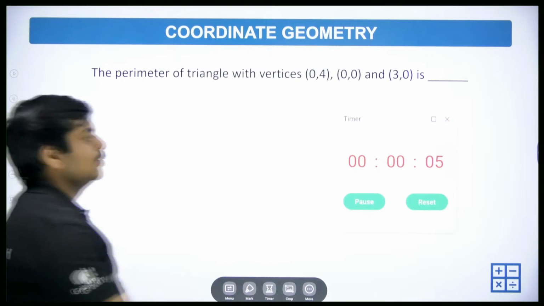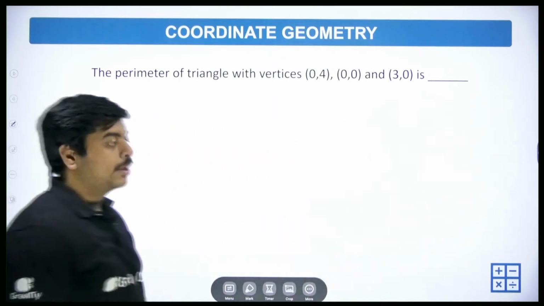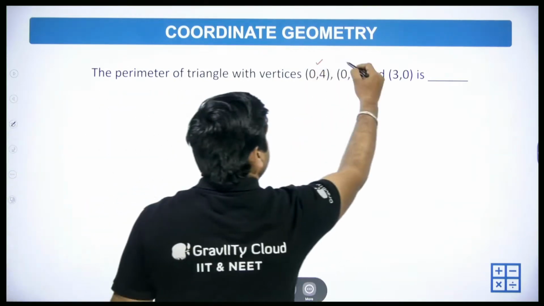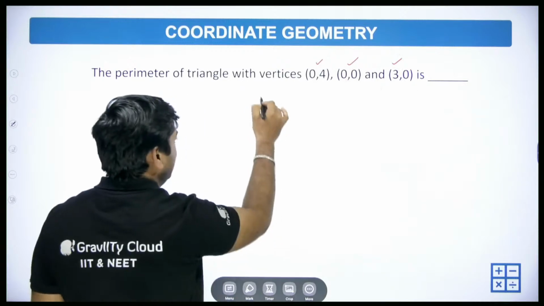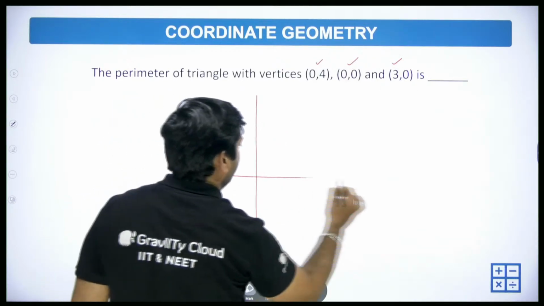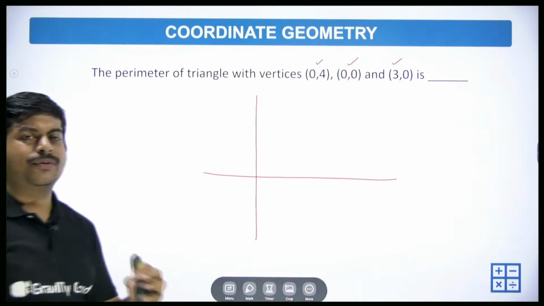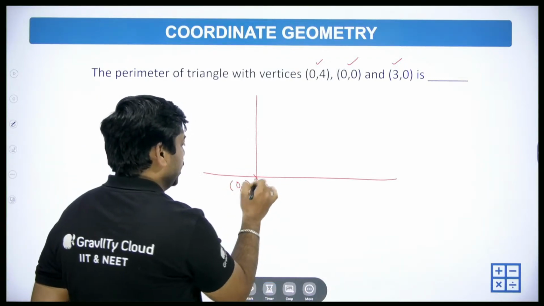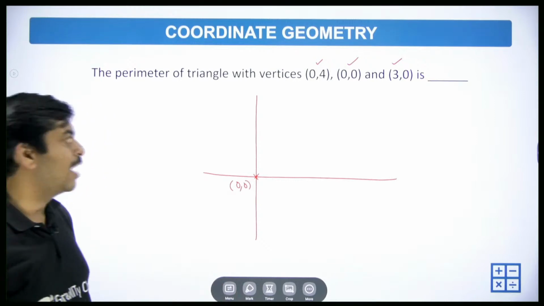Right, so let's try to see what is the answer here. Okay, the perimeter of triangle with vertices 0, 4, 0, 0 and 3, 0. Let me try to plot these points in the graph paper. I'll tell you it's the most easy method. Okay, so the point 0, 0 will be here. I hope you already know how to plot the points on the graph paper.